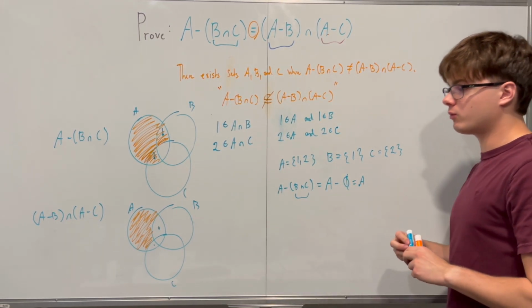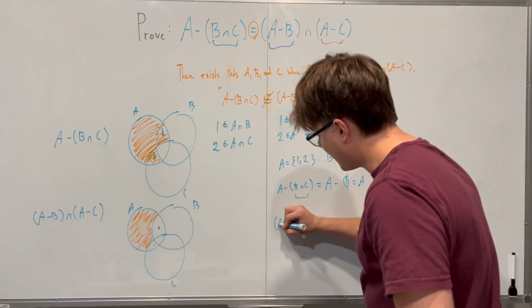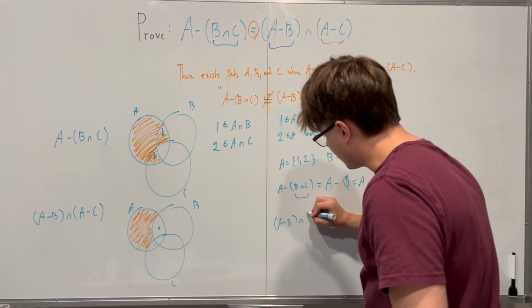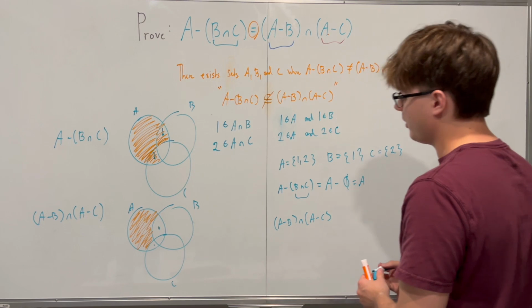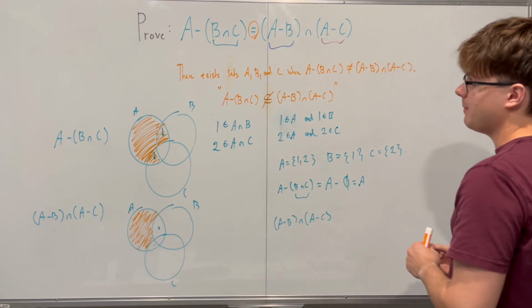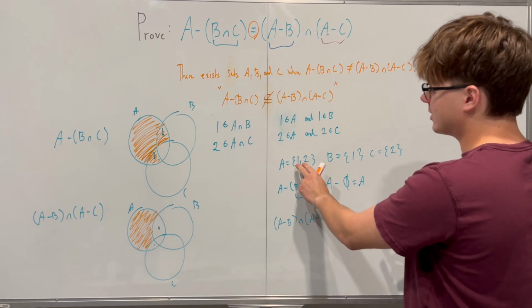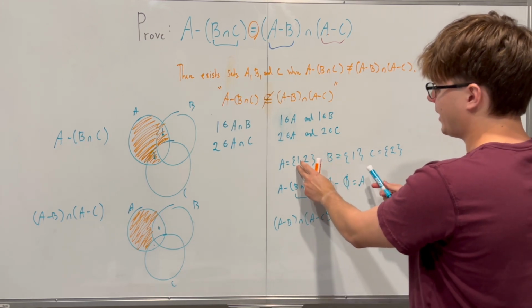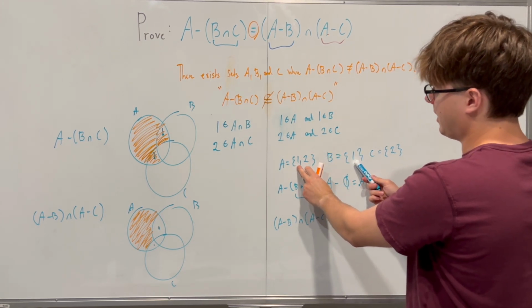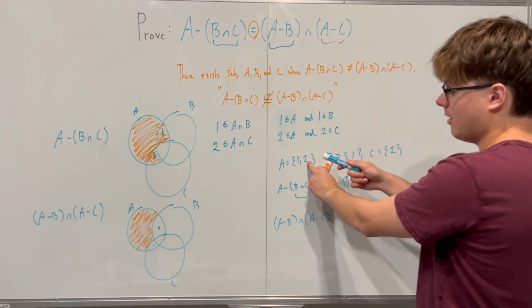Okay, what about the right-hand side? Well, when we take (A minus B) intersect (A minus C), what will we find? Okay, well, A minus B means we want every element in A that's not in B. So what elements are in A that are not in B? Well, we can't have 1 because 1 is in both A and B. However, 2 is in A, but not in B.